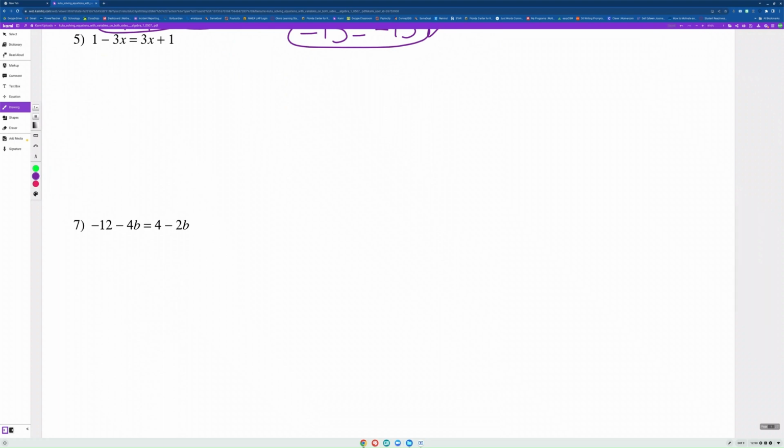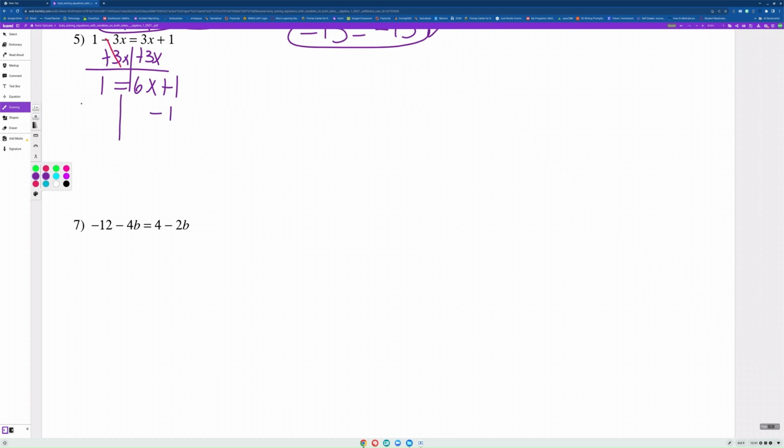It's good practice. So 1 minus 3x equals 3x plus 1. So my goal is to move everything to one side, including my variables on one side and my constants on the other. So I'm going to add 3x on both sides. Once I do that, my negative 3x is going to cancel out, and I'm left with 1 is equal to 6x plus 1.